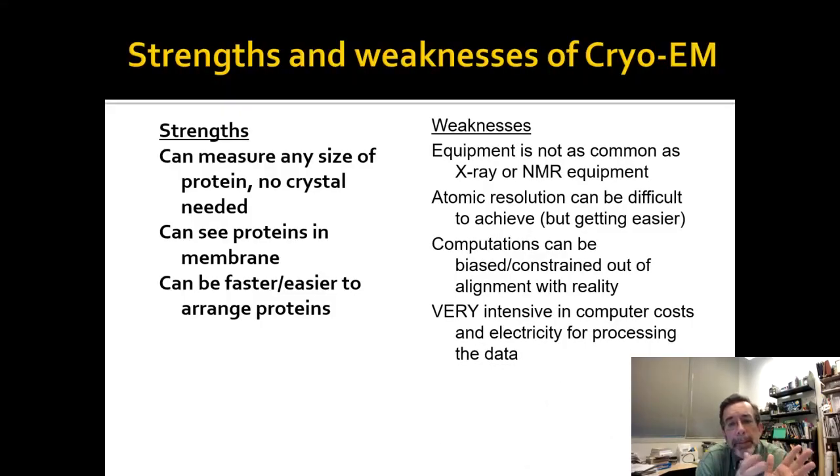The weaknesses are the equipment is not as common, although these days it's pretty much caught up in some places, like there's cryo-EM labs over at the UW. Atomic resolution can be difficult to achieve, but the computations can be biased or constrained out of alignment with reality because it is so computationally intensive. And look at the bottom one. It's very intensive. You're paying a lot for electricity. And these days, electricity is costing more. So I think cryo-EM is probably slowing down now because of electricity costs. That's how much computing power you need to be able to solve the structure, to put all those two-dimensional things together into one high-resolution three-dimensional structure.